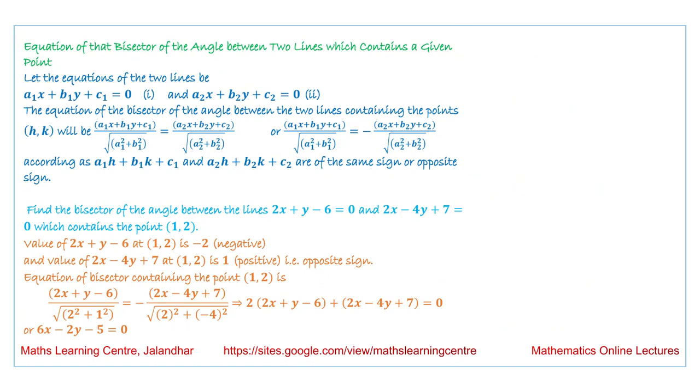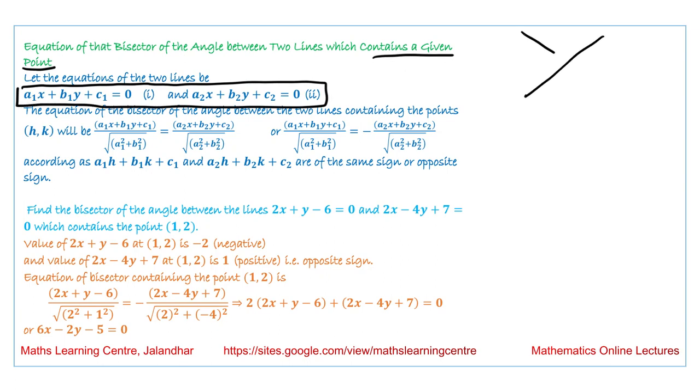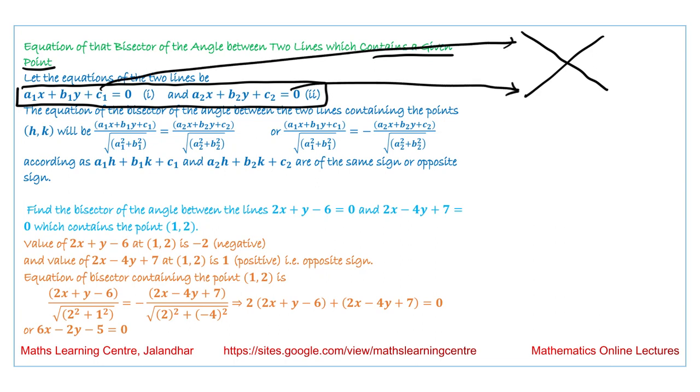Next is the equation of the bisector of the angle between two lines which contains a given point. Now in place of the origin, we are talking about any general point. So again these are the two equations given to us corresponding to two lines. The equation of this line is this, the equation of the second line is this. We are talking about any point h comma k. Suppose this point h comma k is over here. We want to find the equation of the angle bisector of this side.